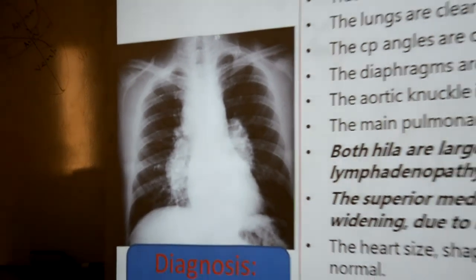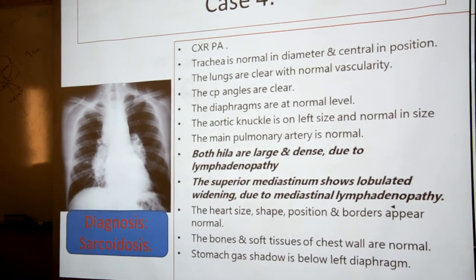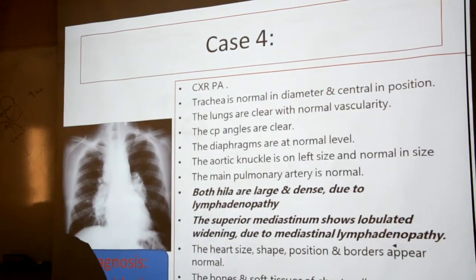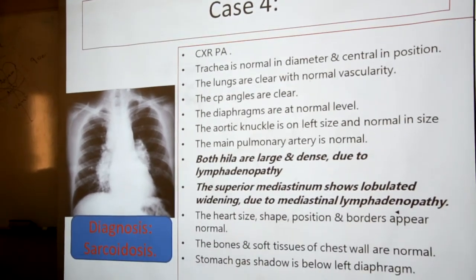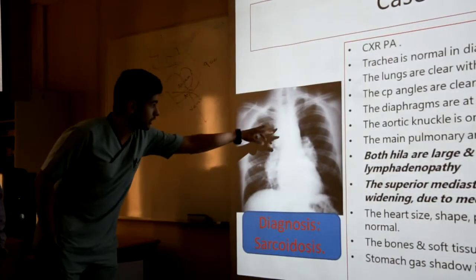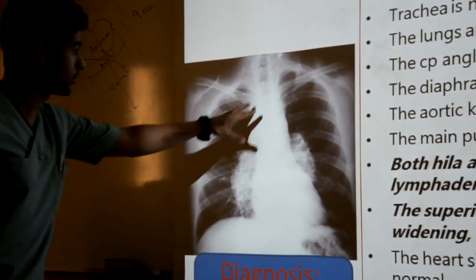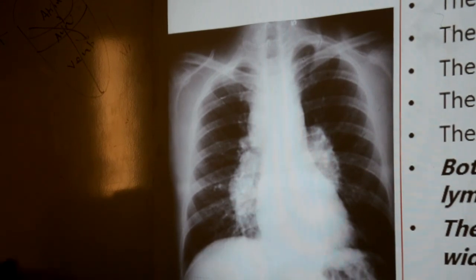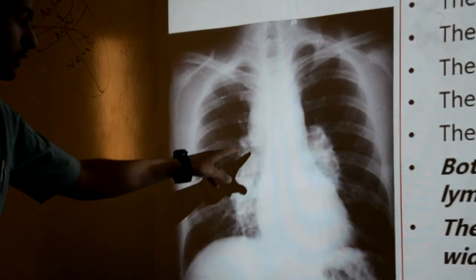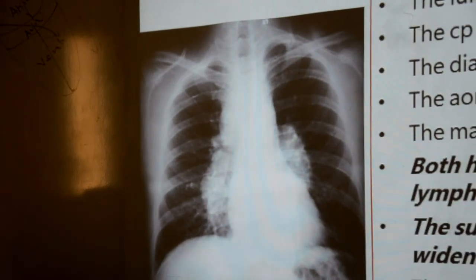Now, this is the PA view. Come here. Okay, just an X-ray PA view. Well, we can't tell if it's centrally taken or not because there is some opacity here. The lungs are clear on both sides, except for the hilar region. There's probably some hilar enlargement.